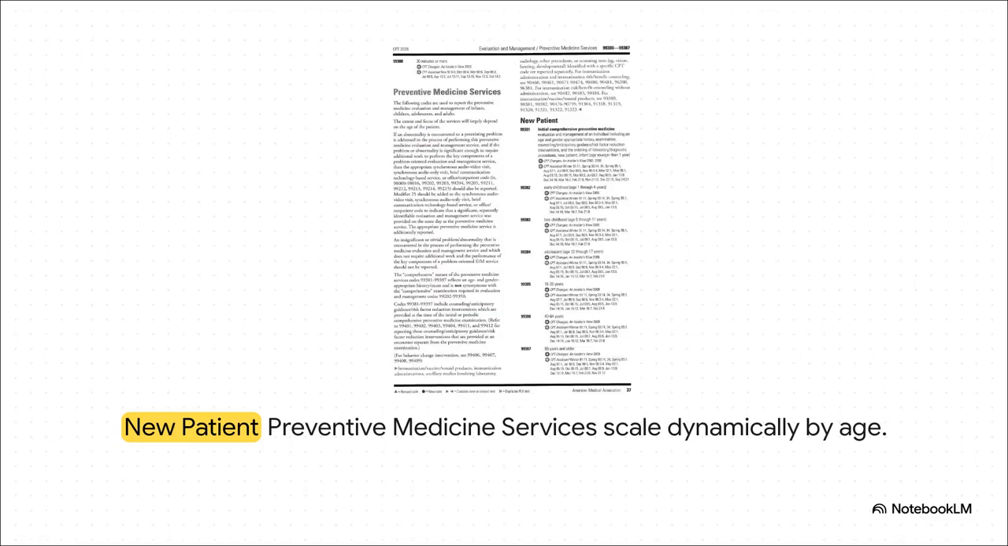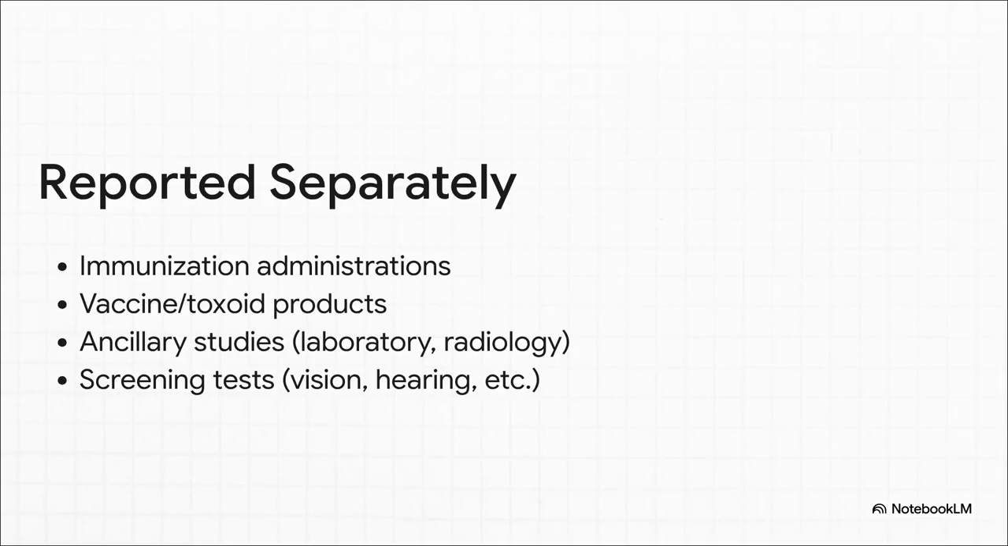When we look at the exact CPT language for new patient preventative services, you'll notice how carefully the codes are categorized. The extent and the focus of the service rely heavily on exactly who is sitting on that exam table. The core clinical requirements, the history, the exam, the counseling, they actually scale dynamically based on the patient's age. But here is the crucial catch, and it's all about knowing what is not included in that primary code, because missing these details literally means leaving revenue on the table.